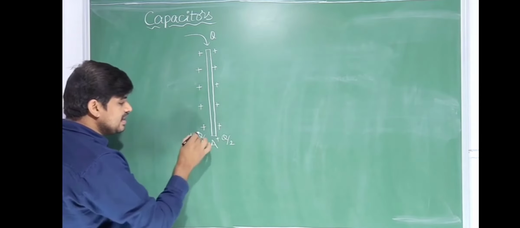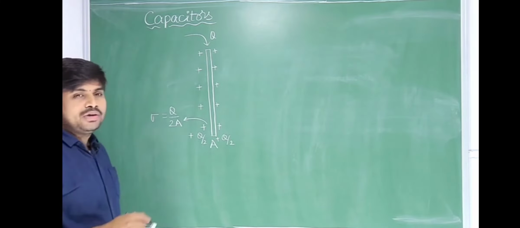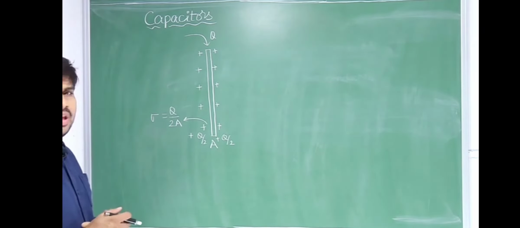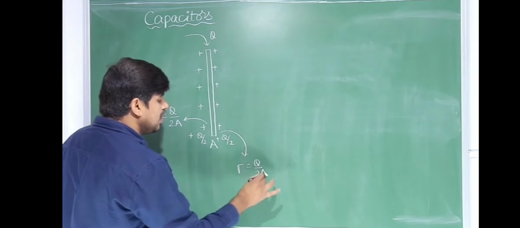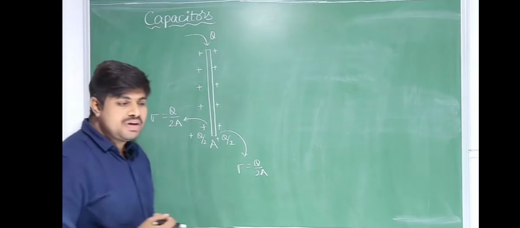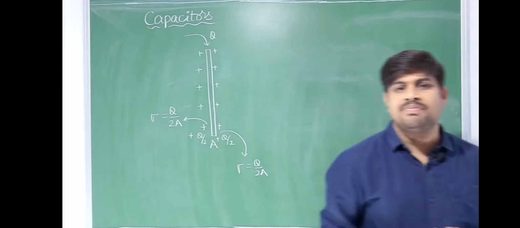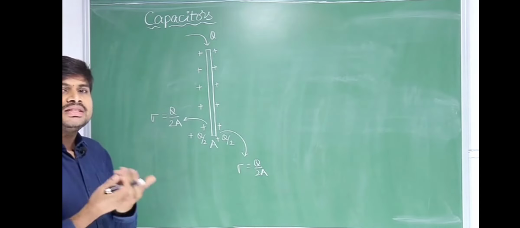Here the charge density sigma is equal to Q by 2 upon A, so the 2 comes into the denominator. Similarly here the charge density sigma is Q upon 2A. Now it has charge on its surface, due to which it has acquired electric potential and electric potential energy. Now to add some more charge to this conductor, you need to reduce its potential so that you can add more charge to it very easily.